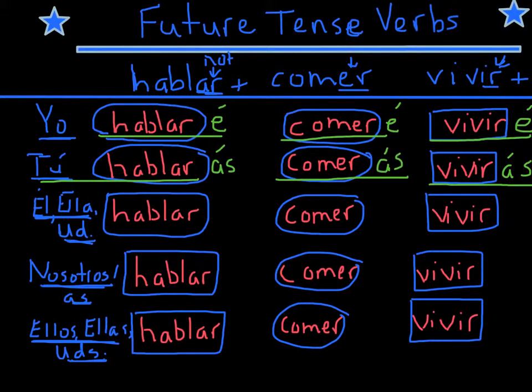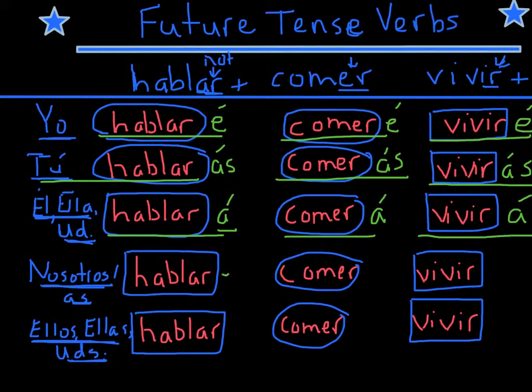Then for the él, ella, usted, okay, it would then become él, ella, usted hablará, so A with an accent. The same thing for the ER verb, so it would become él, ella, usted comerá. And for the IR form, such as vivir, once again you add the A with an accent and it becomes él vivirá.